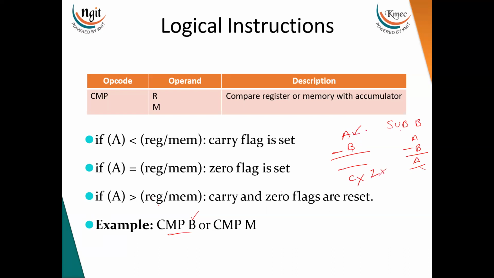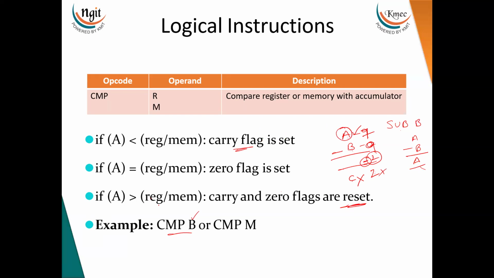For example, if this is 9 and this is 7, we will get the value 2. So for 2, these flags are reset. Now if the value of A is smaller, and the B value is larger, then the borrow flag will be set, which means the carry flag will be set. If the carry flag is set, it is giving the information that A is less than B.